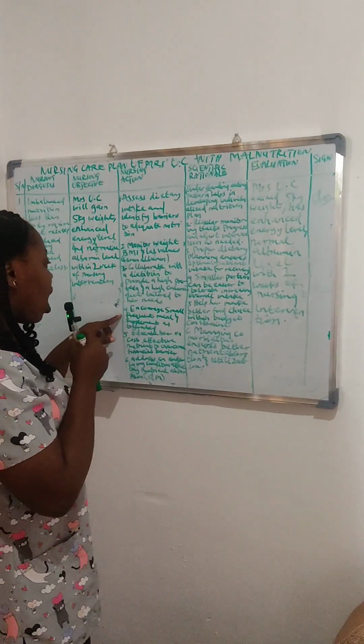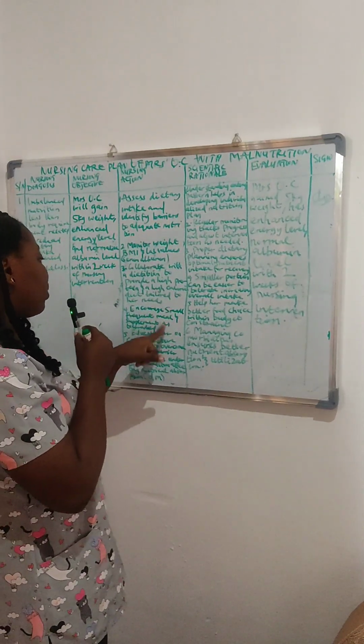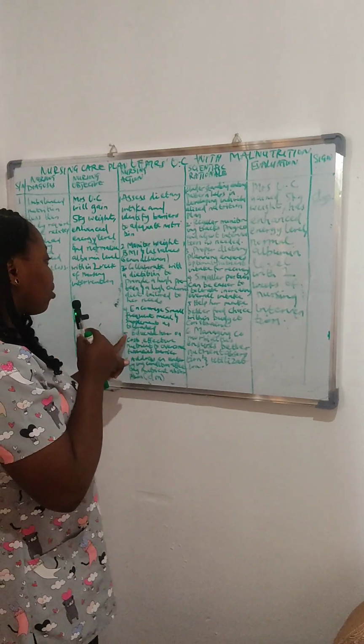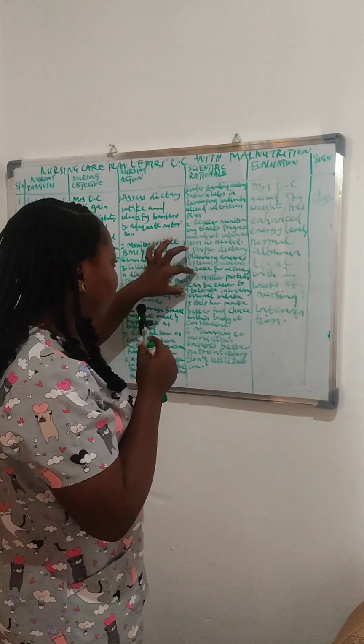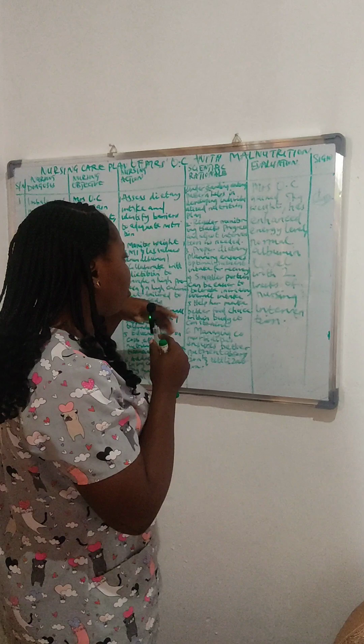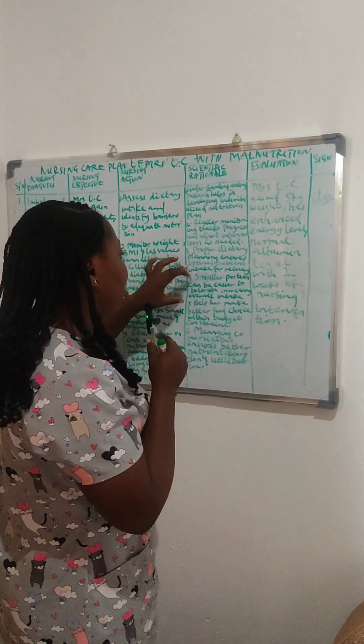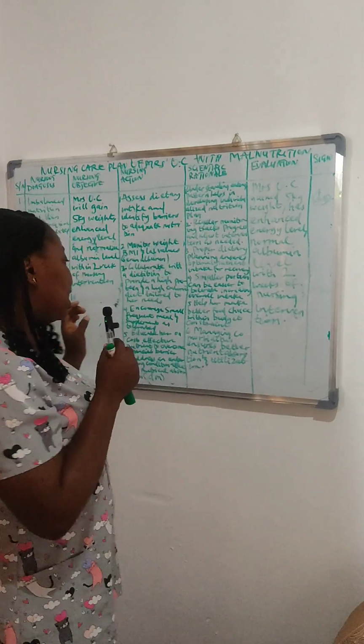So the next one is encourage small frequent meals and supplements as tolerated. Smaller portions will be easier to tolerate, increasing overall intake.